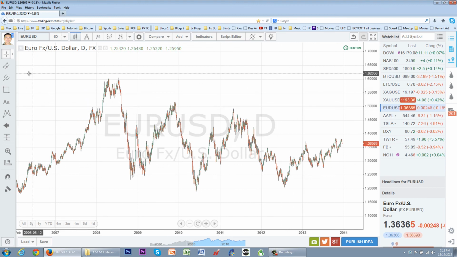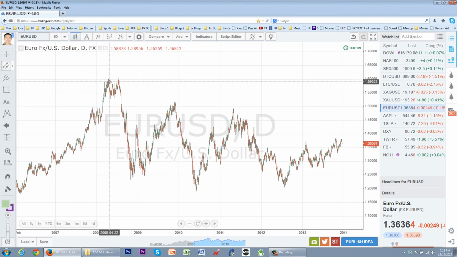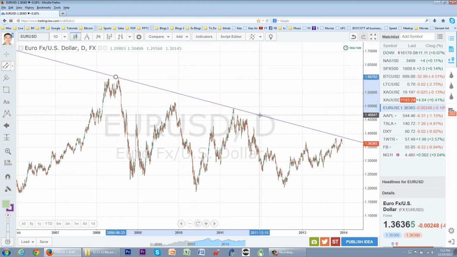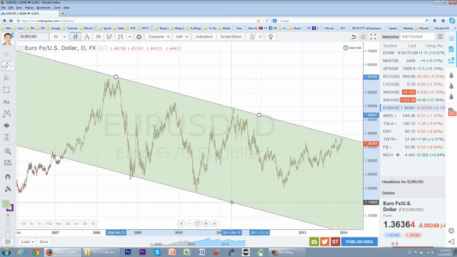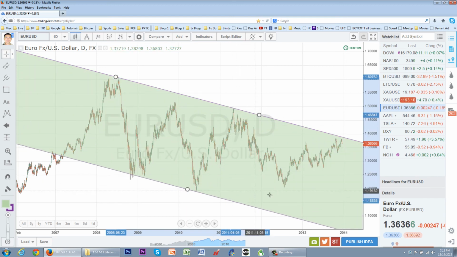So what we're going to do is this. We are going to draw a channel again, okay? Now notice that when I draw the channel on this, notice how I go from here to here to here, okay? Now that channel was very easy to draw, okay? However, let's take a closer look at it. Notice how this is a very significant level. It got up to here and it came back, came down here.